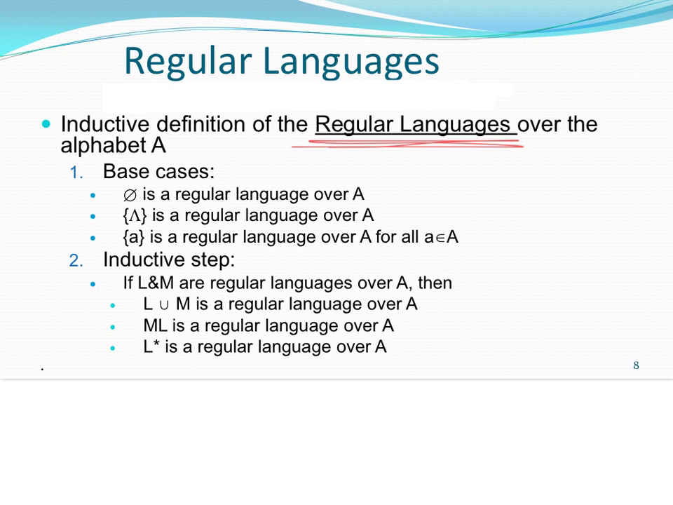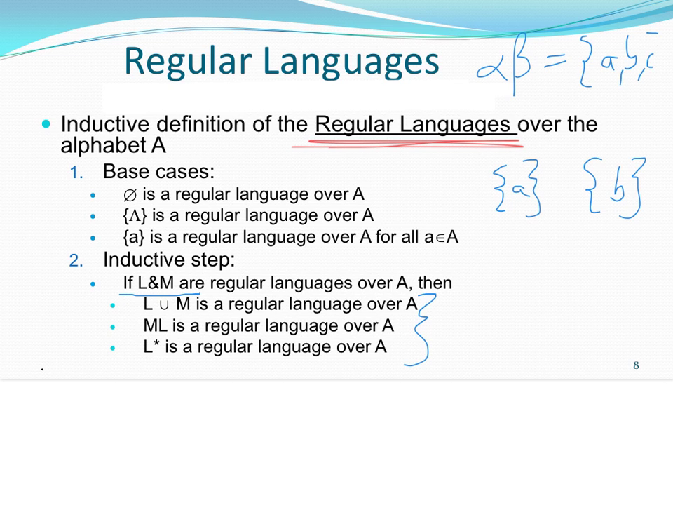Okay, now let's look at the inductive step. The inductive step says, if you already have two regular languages, let's call them L and M, then these three other languages that you can build out of L and M are also regular languages. So if you have two individual regular languages, L and M, so for example, maybe we have the language A and the language B, and again our alphabet for this example is going to be the set A, B, C, right? And we happen to have these two languages. We'll call that one the language L and that one the language M. This tells us that L union M is also a regular language.